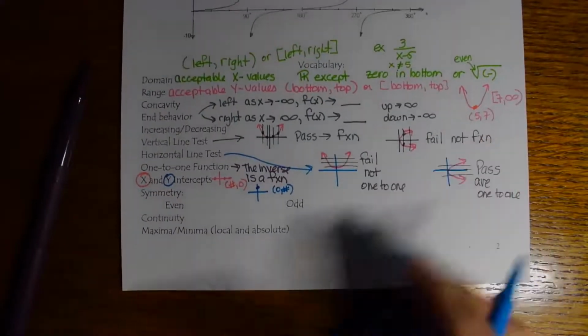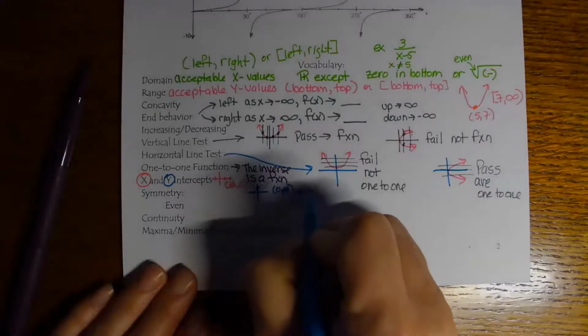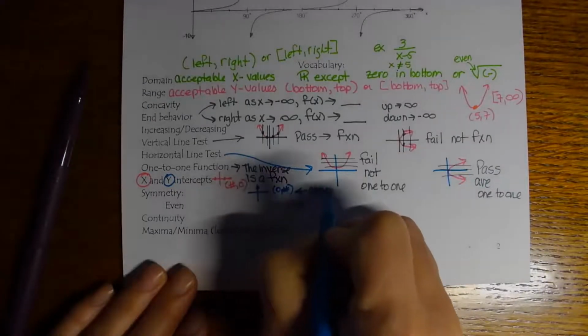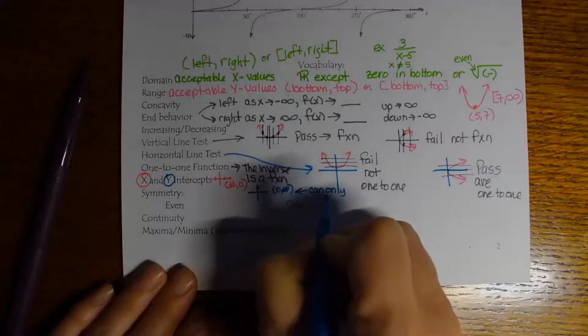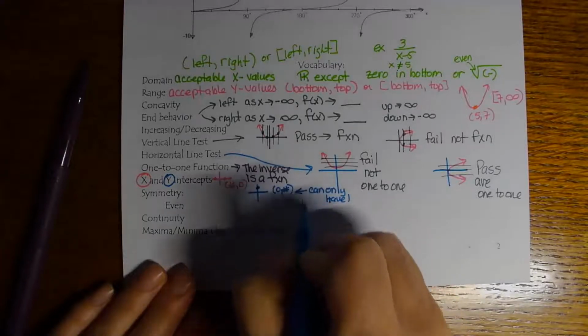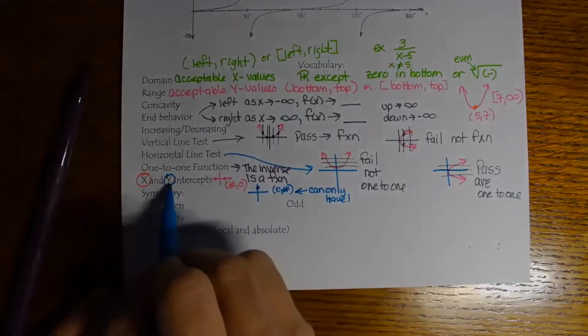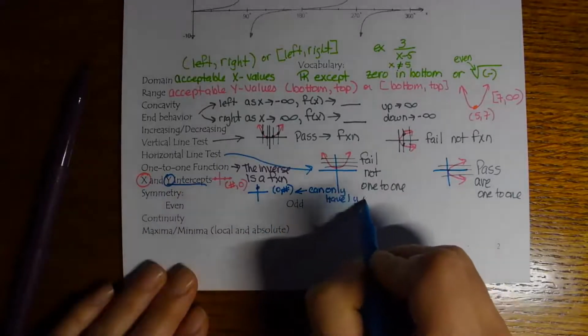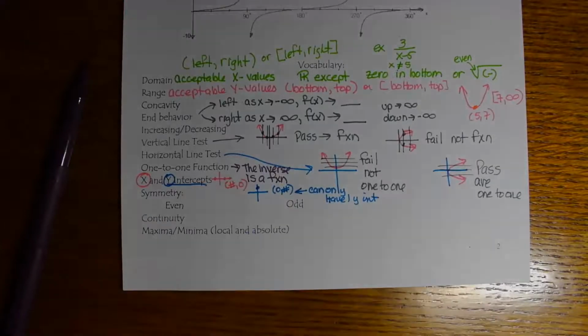How many Y-intercepts do you have? You can only have one. Right? Only one Y-intercept. If you have more than one Y-intercept, it's not a function because you're doubled up in that domain. Does that make sense with X and Y intercepts?